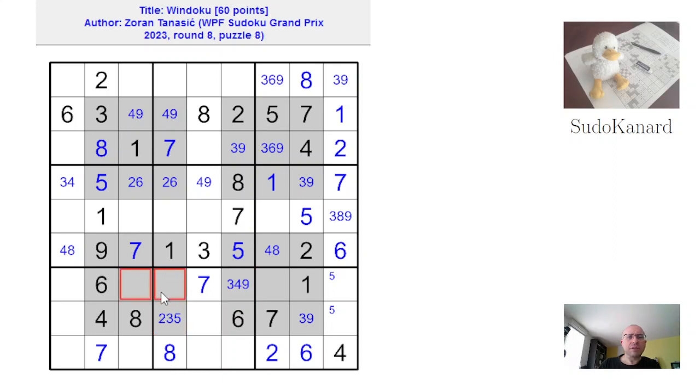So those are also from 2, 3, and 5. This row at the bottom needs 1, 3, 5, and 9. So 1, 5, 9 here, 1, 3. This is not 1. This could still be anything.